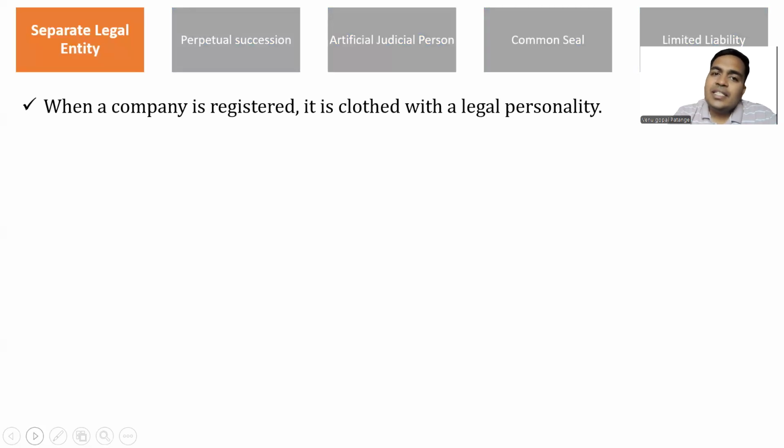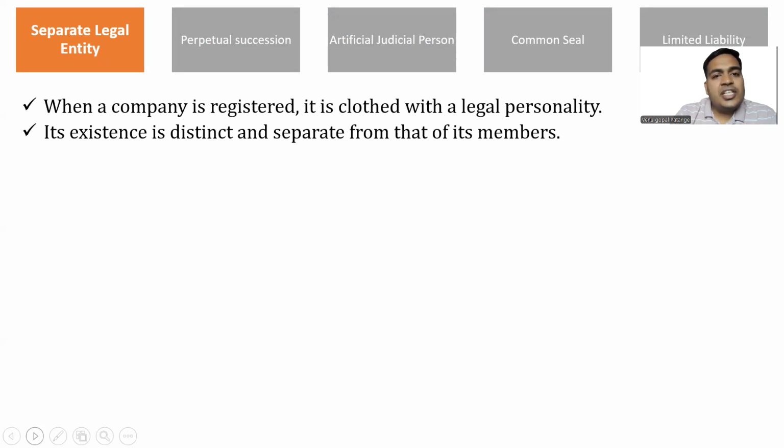When a company is registered, it is clothed with a legal personality. We are talking about a cloth, a curtain, a veil. For understanding, we can think of a curtain. The moment it got registered, a curtain has been framed. Behind the curtain, who will act? The directors and the shareholders, mainly the directors. Its existence is distinct and separate from that of its members or owners.